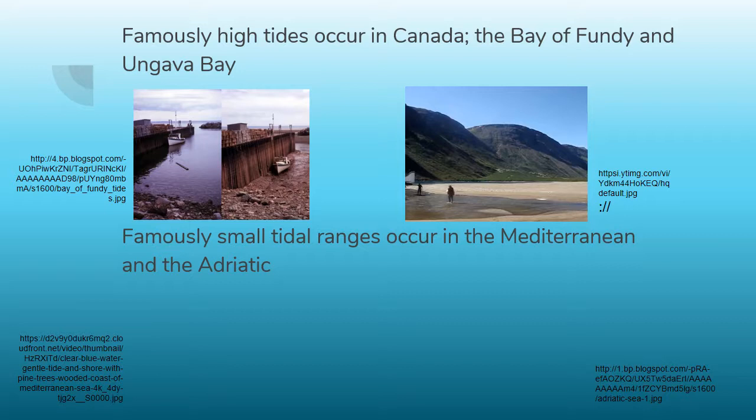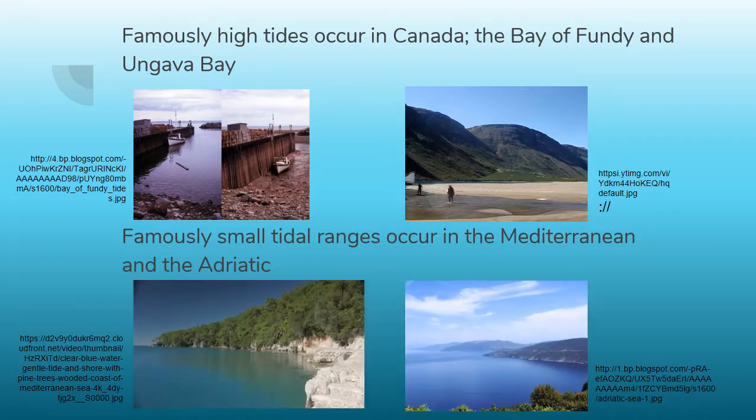And the two famously small tidal ranges are the Mediterranean and the Adriatic Sea. Both of these images don't necessarily show the low tidal range, because that's not something you can really show well compared to the high tidal range. However, it does show the calmness of the bay, and they are also just beautiful photos of the bays as well.